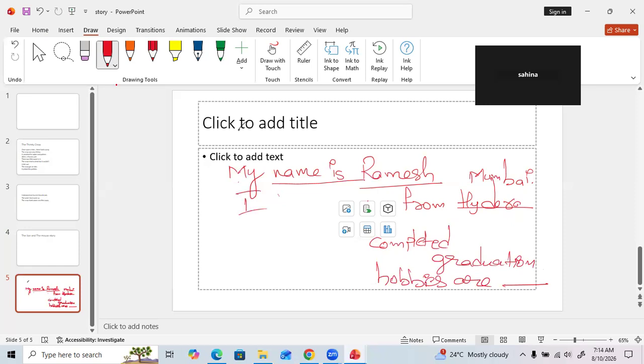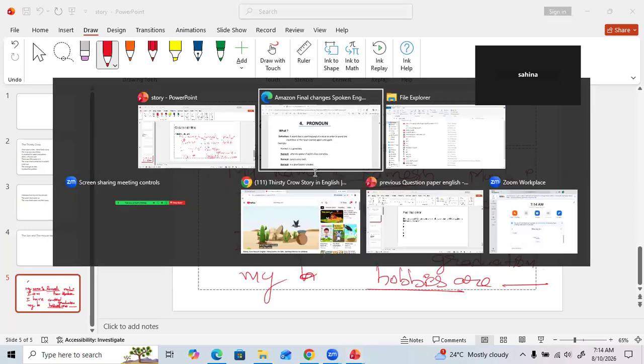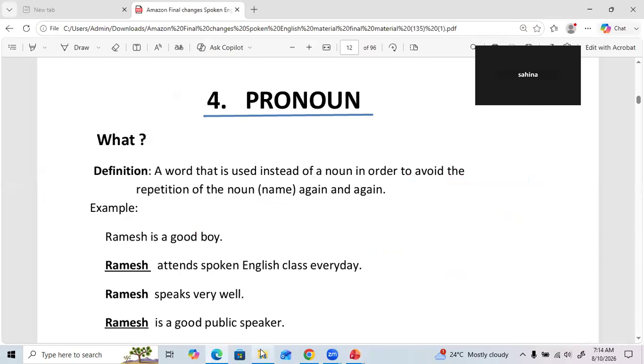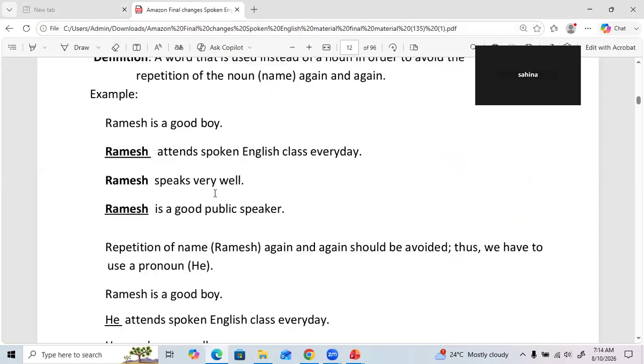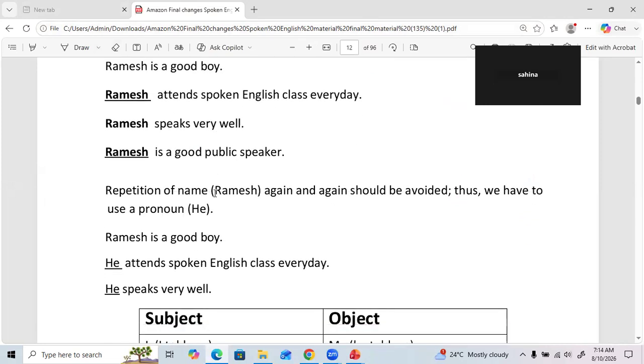Like I am from. Next, I have completed. My hobbies are, in this way. And that is the reason why we have to use pronoun. Now I hope it's clear. Okay. Now let's see what further we need to learn.